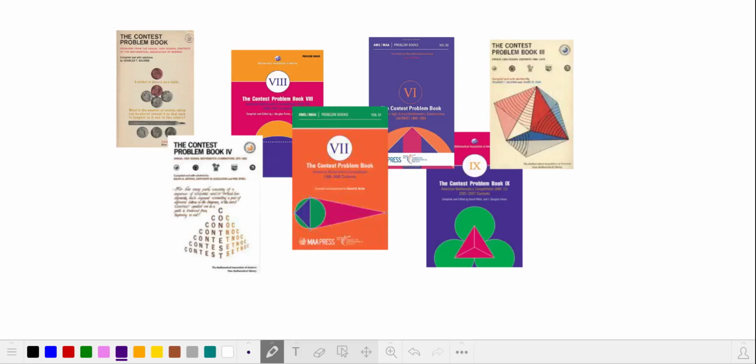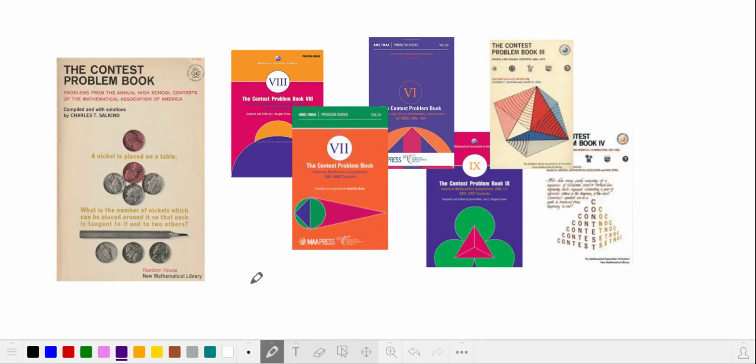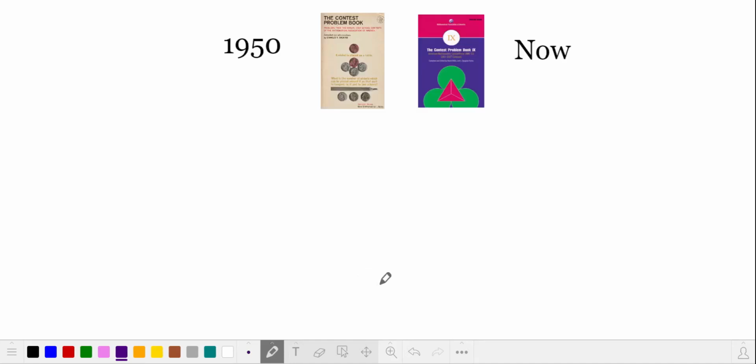Every few years, the Mathematical Association of America publishes the latest edition of the contest problem book, which consists of the previous year's AMCs with the official MAA solutions. So I decided to purchase the very first edition of this book so we could look at the very first AMC. Over the course of its history, the AMC has undergone a number of changes over the years.